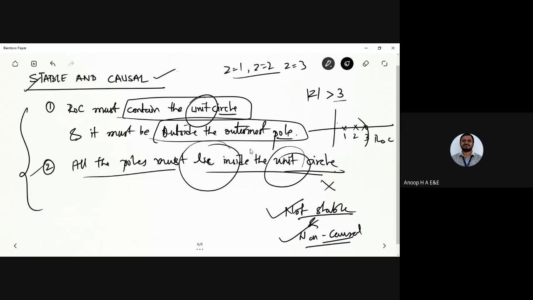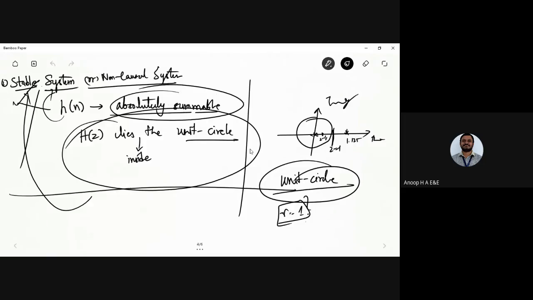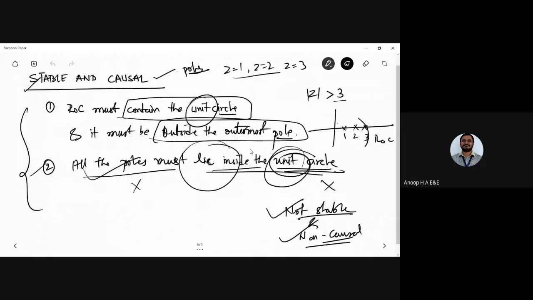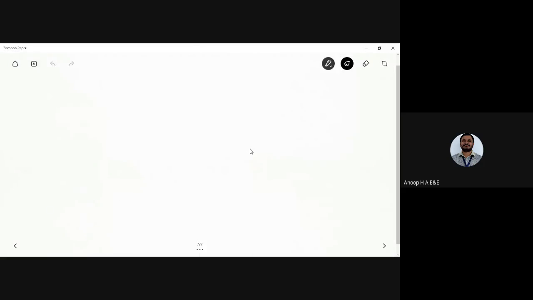In the case I specified here, all the poles must lie inside the unit circle, which is not satisfying the second condition there. That's the reason why I say the system is said to be an unstable and non-causal system. So you have to practice these properties which are related to stability of the system, causality of the system, and so on. Next, what we are going to discuss is the numerical problems, and how these are applied on numerical problems.